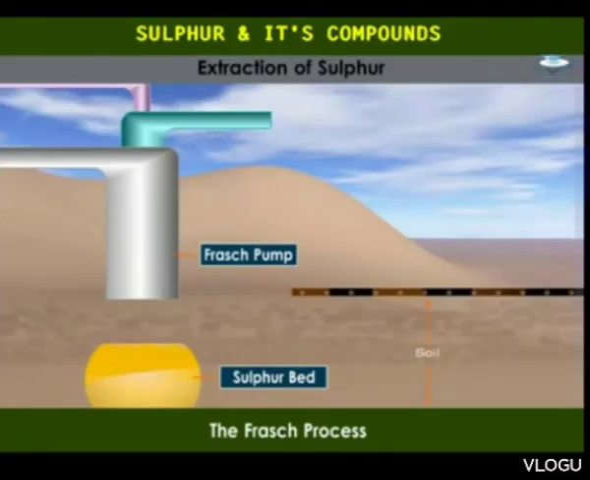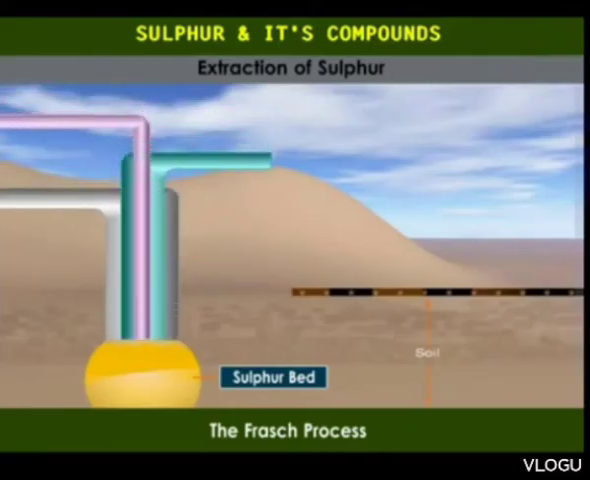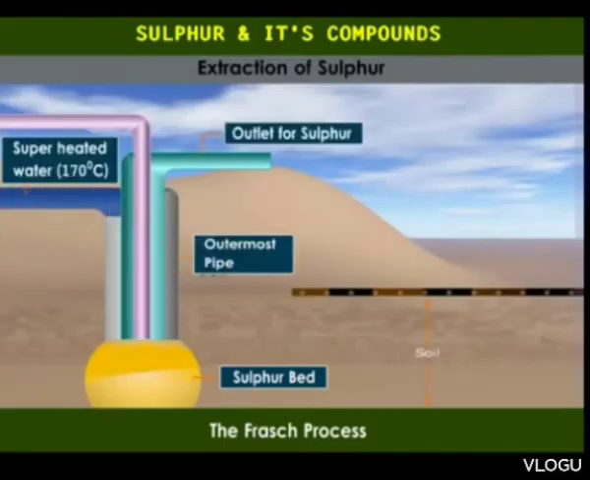The Frasch pump, consisting of 3 concentric pipes, is sunk deep into the sulfur bed. Superheated water at about 170 degrees Celsius under pressure is pumped into the outermost pipe. The water enters the sulfur bed and melts the sulfur present.